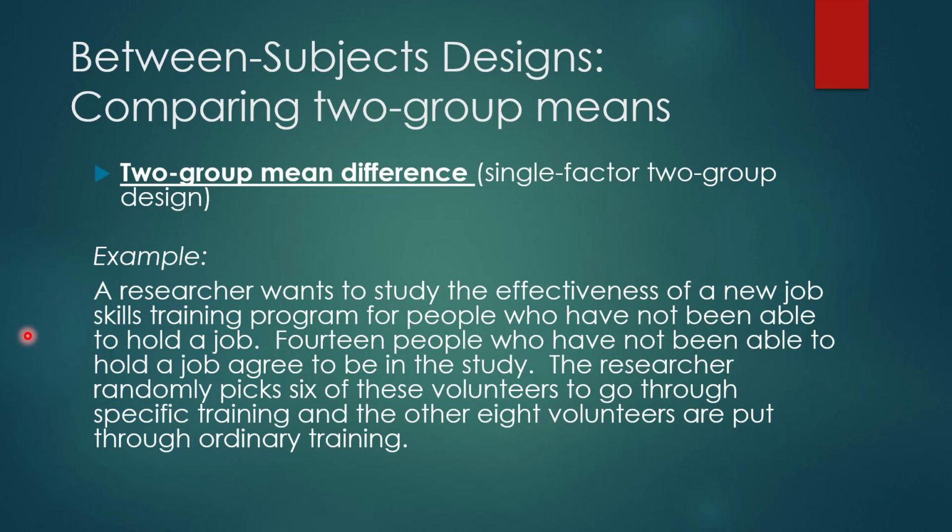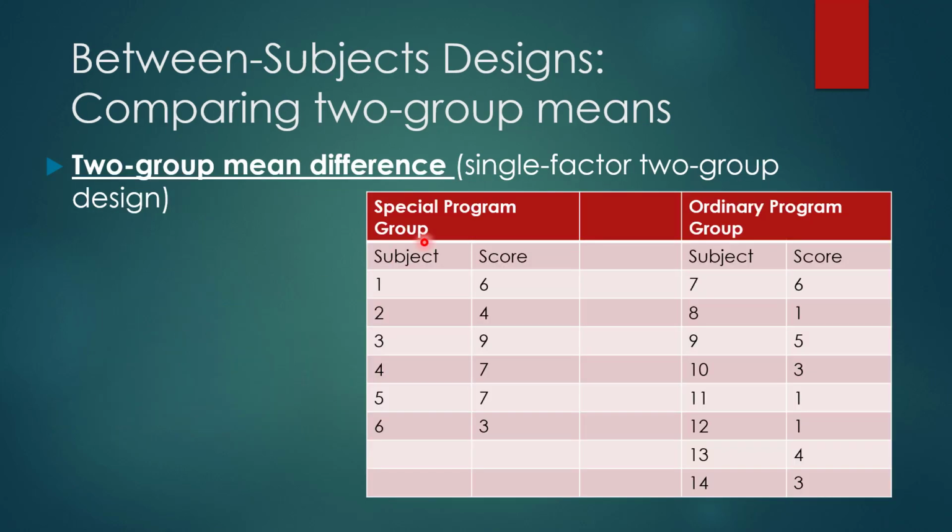So here's an example. A researcher wants to study the effectiveness of a new job skills training program for people who have not been able to hold a job. 14 people who have not been able to hold a job agreed to be in the study. The researcher randomly picks 6 of these volunteers to go through a specific training, and the other 8 volunteers are put through ordinary training. So here again we have 6 subjects in our special program group, and we have 8 subjects in our ordinary program group, and we want to compare the arithmetic means.